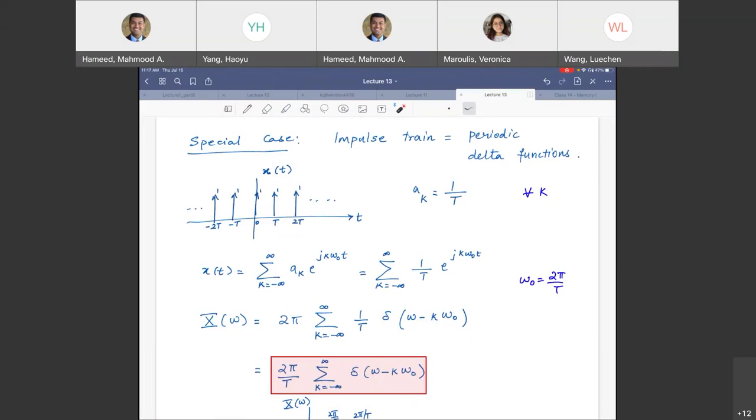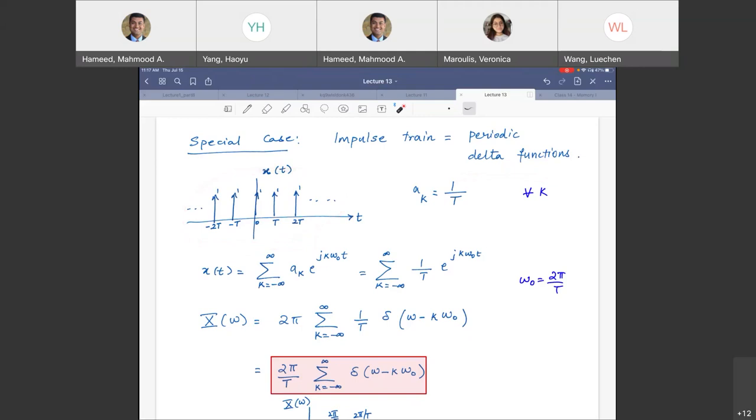An impulse train is what? It's periodic delta functions, right? A periodic impulse train, a train of impulses, one after the other, this guy. Why is this useful? Because this is what you will do to sample a signal. You will take a signal and multiply it with the impulse train. That's why we need to talk about the impulse train.